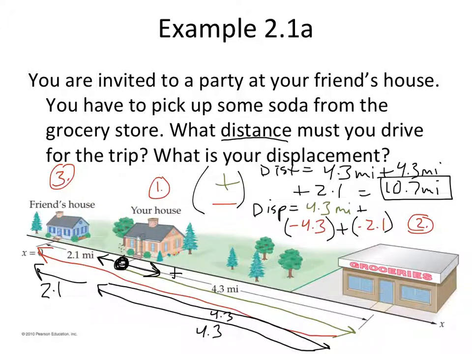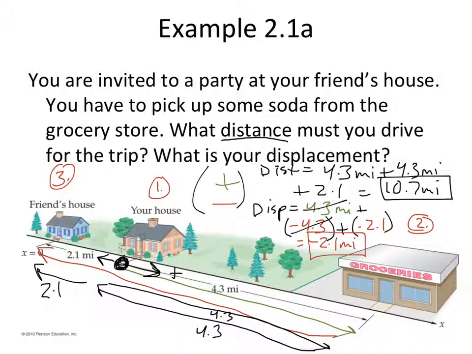So the question is, exactly what direction negative, or how negative is that? Well, 4.3 plus negative 4.3, well, they just cancel out, right? And so your final answer is going to be negative 2.1 equals negative 2.1 miles. I'm going to box that right there.